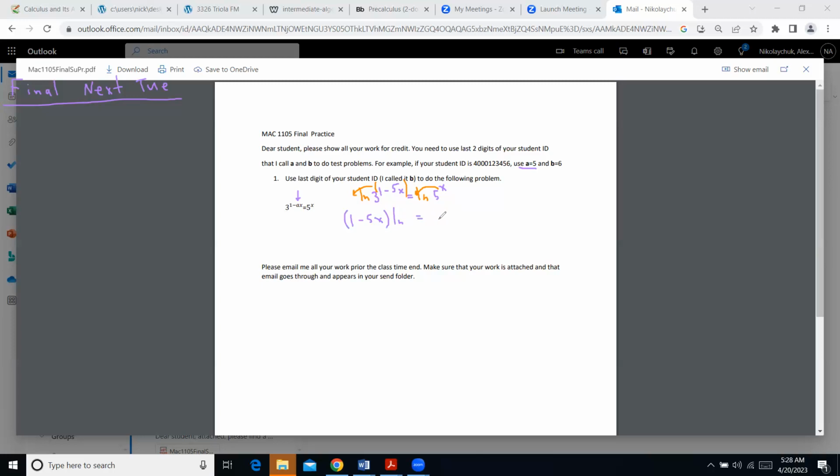So we got x times ln of 5 on one side, and ln of 3 multiplied by some parentheses. Then I need to distribute this ln of 3, because that way I will be able to eventually find numbers.